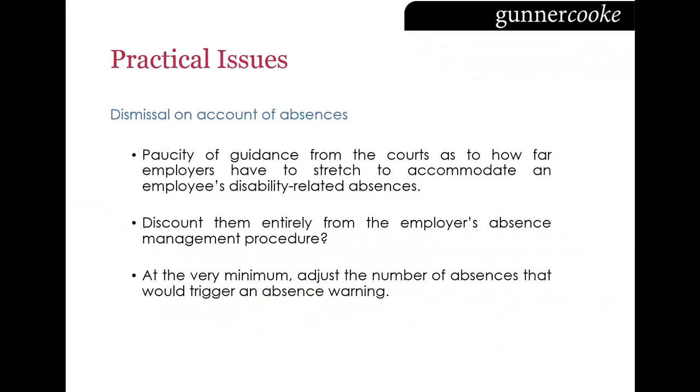Now that was under the old Act, and that was where the objective justification test was much lower. It was a much easier test for the employer to satisfy. Now we've got the standard objective justification test, and we only have a first instance decision. So we need some more EAT or Court of Appeal guidance here. So the question for the employer is, do you discount them entirely from your absence management procedure?